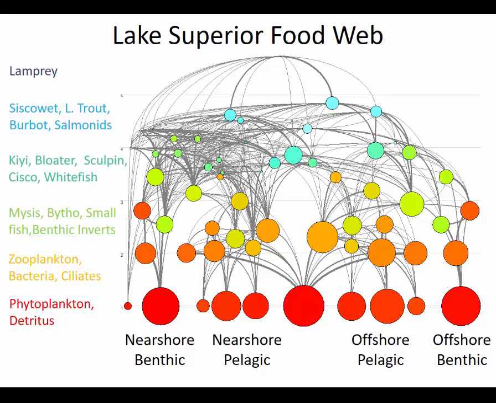And if you follow up from the bottom, you can see for the nearshore, our benthic food web doesn't interact with our pelagic food web until we hit trophic level 3, which is about our mysis. You can see the same thing with our offshore food web. And for our benthic pelagic, nearshore offshore coupling, we don't see that until closer to the trophic level 4, which is primarily from cisco.